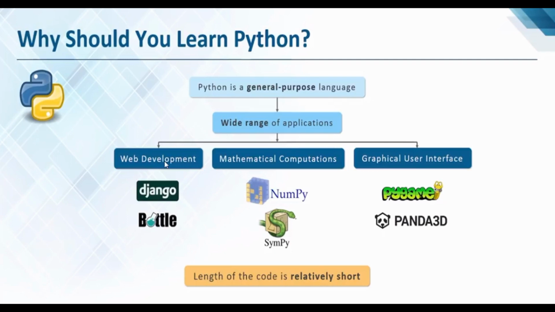In web development, we have tools, that is Django, Bottle. In mathematical computation, NumPy, SymPy. In graphical user interface, we can create games, tic-tac-toe or another one else. So this is Pygame and then Panda 3D. The length of the code is really short in the Python language, by which you can do the program. Even the tic-tac-toe program contains only 500 lines to complete that code.